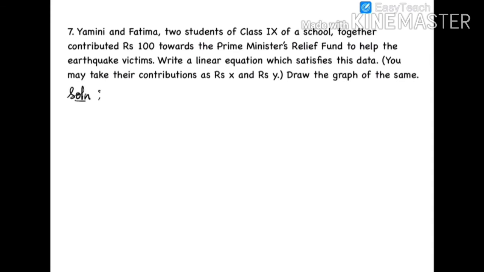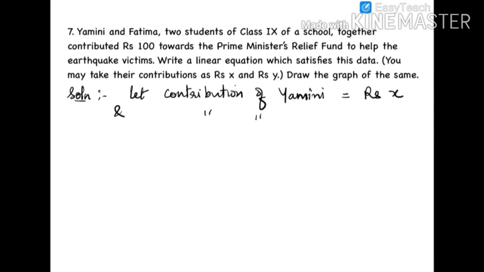So according to the question, we can take contribution of Yamini as rupees X and contribution of Fatima as rupees Y. The total contribution is rupees 100. That means the sum of the money X plus Y will be equal to 100. So this is the equation that we need to represent on the graph.